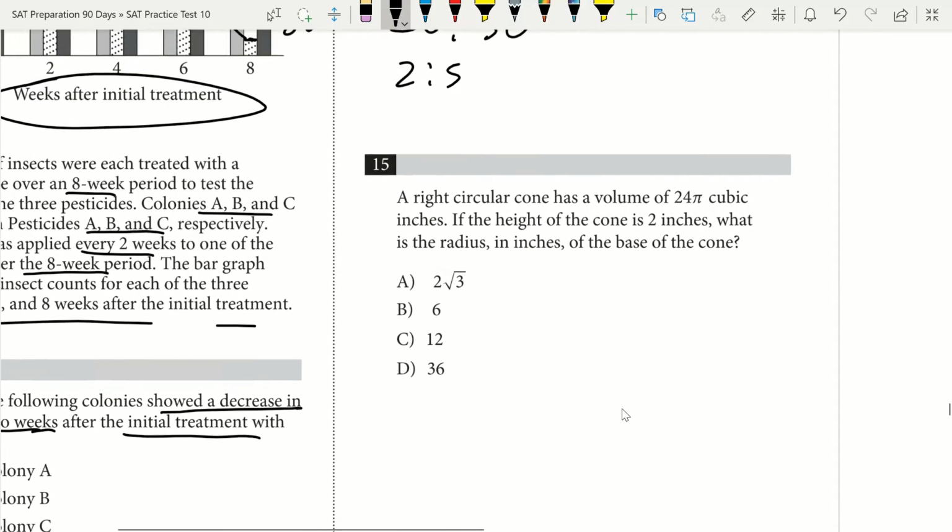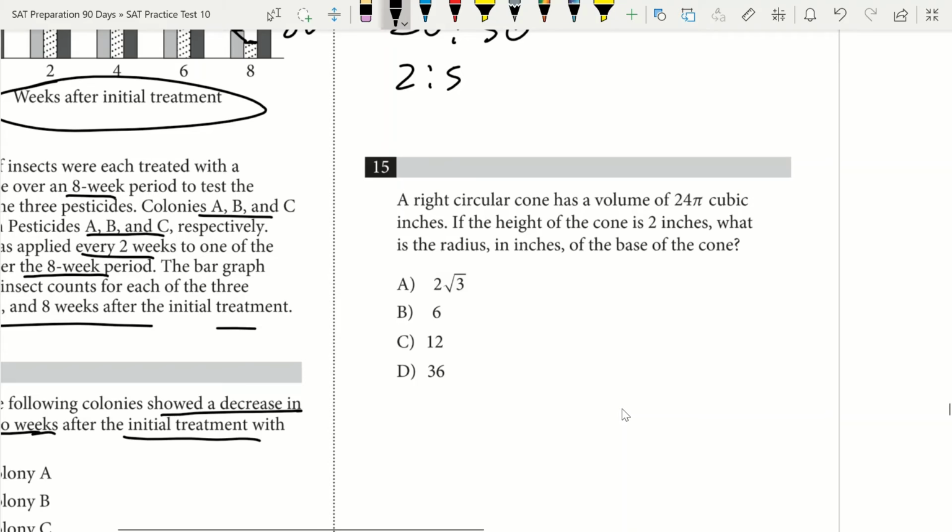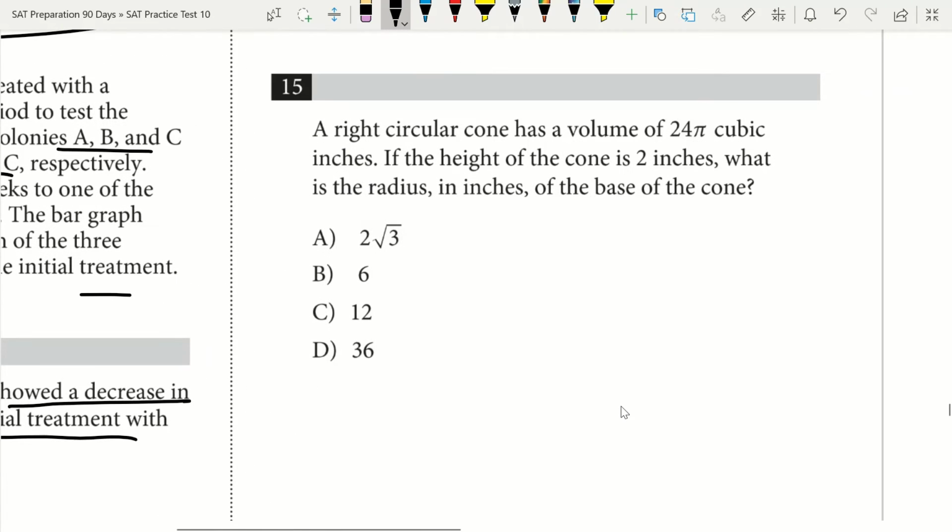All right, next thing we're looking at is question 15. We have a right circular cone, has a volume of 24 pi cubic inches. If the height of the cone is 2 inches, what is the radius in inches of the base of the cone? So one SAT math tip and trick that I have is pretty simple. Just memorize the equations that they give you on the reference sheet. Because if you memorize the equations that they give you on the reference sheet, you don't have to go back and forth between it, and it's going to save you a lot of time.